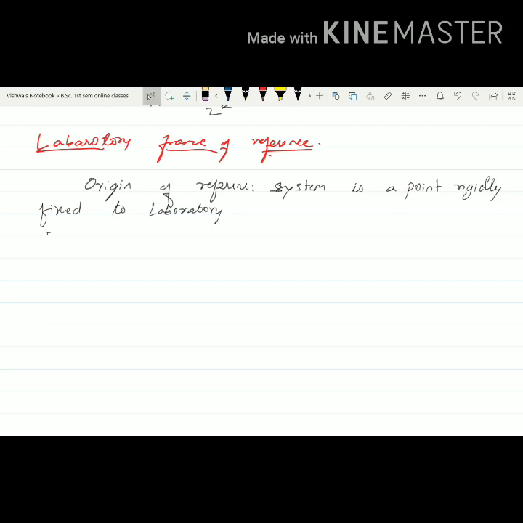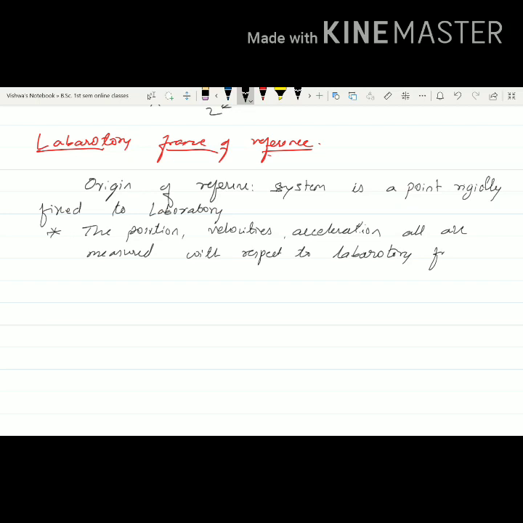The position and velocity, whatever phenomena occurring, all are measured with respect to the laboratory. The position, velocity, acceleration, all are measured with respect to the laboratory frame. So that is only in the case of the laboratory frame of reference.